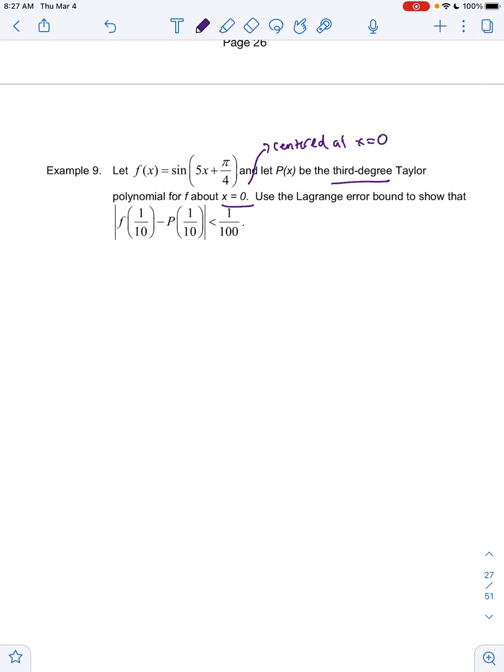And even if they did not say use Lagrange error bound, if they asked us to find the error, we would recognize this last expression as Lagrange error bound simply by understanding that f of 1/10 is the actual function value with 1/10 plugged in. P represents the polynomial approximation cut off at the third degree. And the difference between the two, so actual minus polynomial equals error. We have absolute value because we don't really care if it's positive or negative. And we're saying that it's going to be within or less than 1 over 100th, that's going to be the max error. So let's define that as max error.